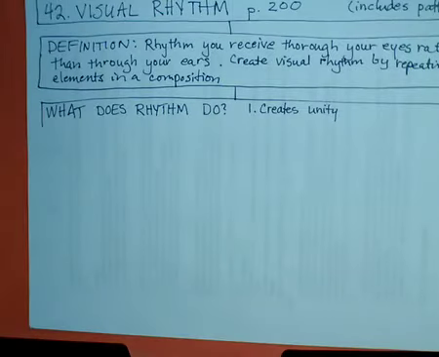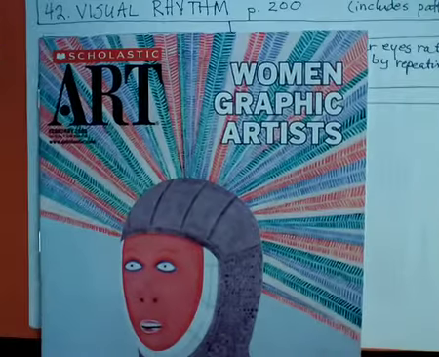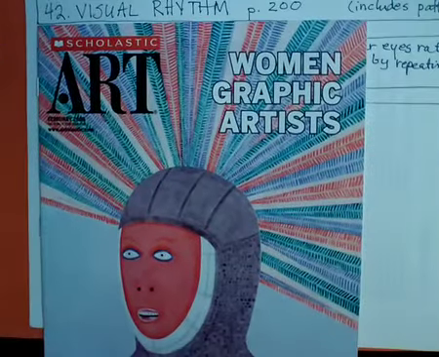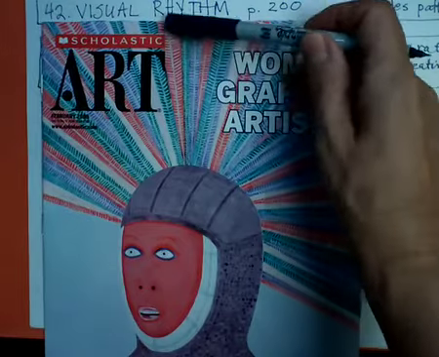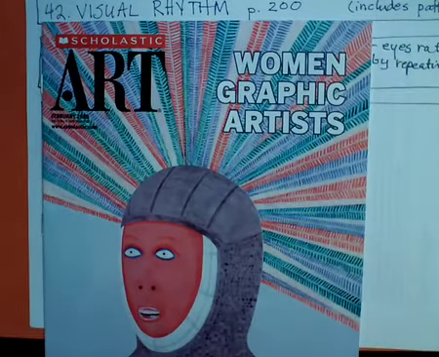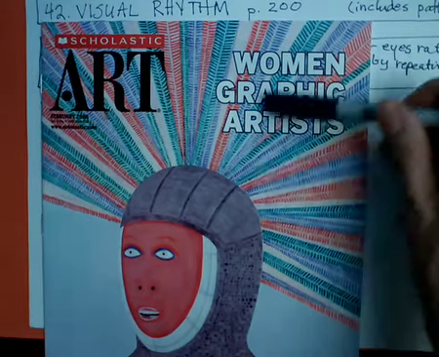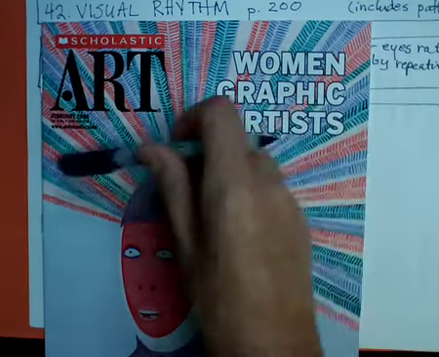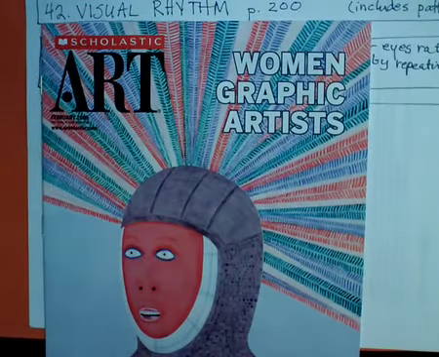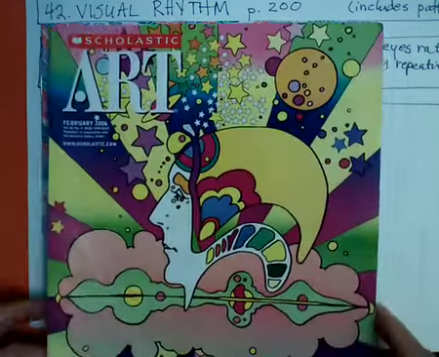Okay? The other thing that it does, and we're going to talk about this tomorrow, so these kind of overlap some of the principles we've talked about. It creates movement. How does this create movement? Pardon? How does this create movement? By repeating these over and over again, it's moving my eye towards this person. Okay? What about this one?